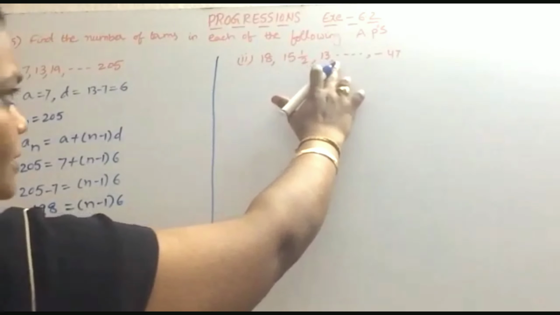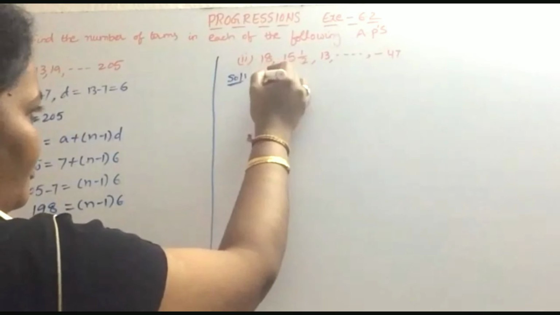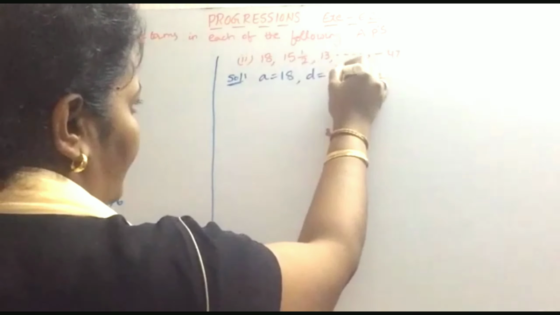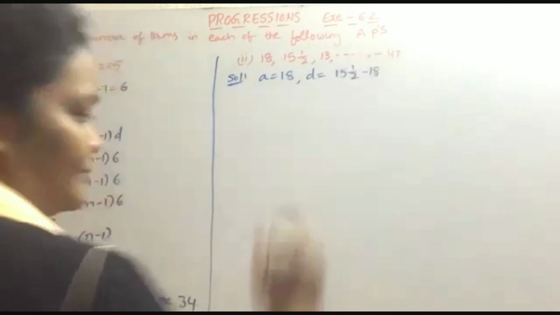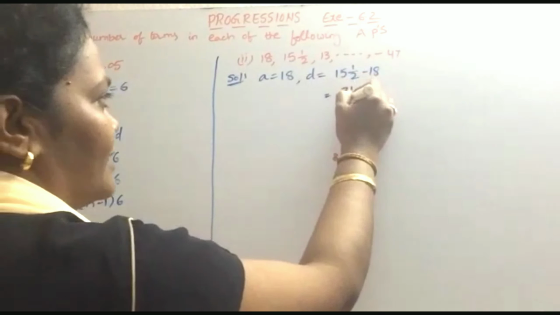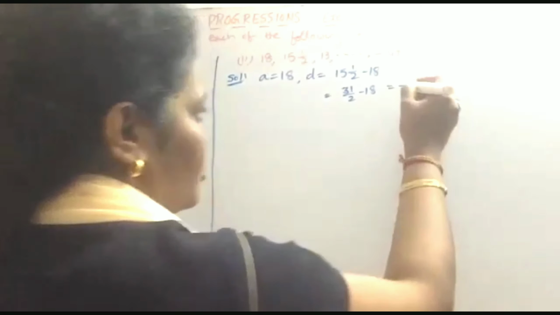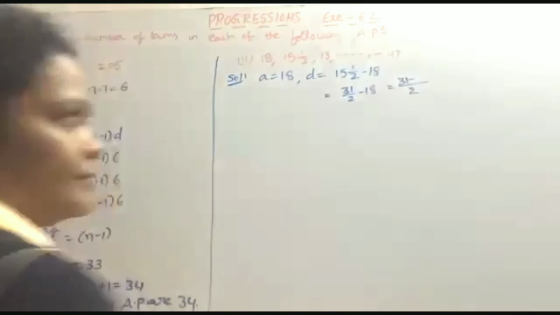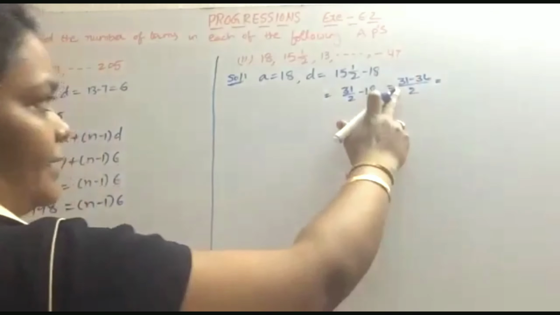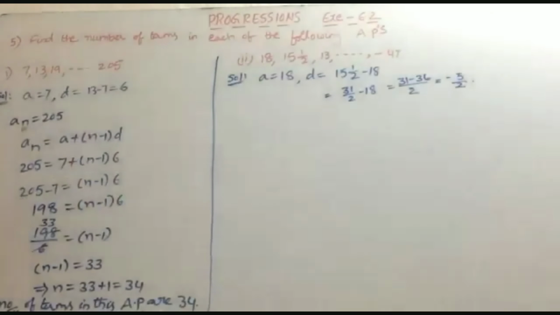And the next problem is 18, 15 1 by 2, 13 and so on up to minus 47. Here also the same, we will take a is equal to 18 and d equal to 15 1 by 2 minus 18. That means 31 by 2 minus 18. So that equals, take the LCM as 2, 31 minus 18 twos are 36. That is 31 minus 36, minus 5 by 2. So d is minus 5 by 2.